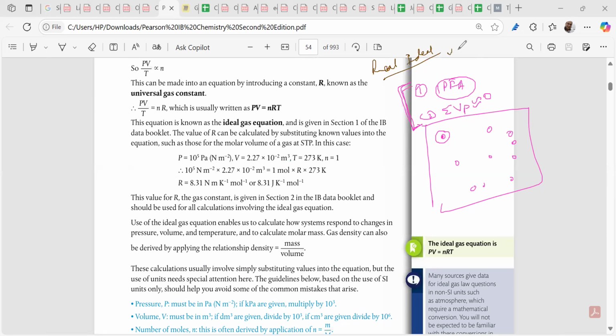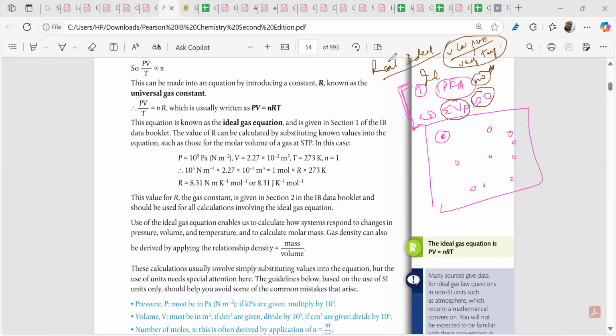At very low pressures, please write down, very low pressures, and at very high temperatures. Write down this. Is it clear? Ideal gases are those which have no interparticle force of attraction. The volume occupied by the particles of the gas is almost negligible, equal to zero.